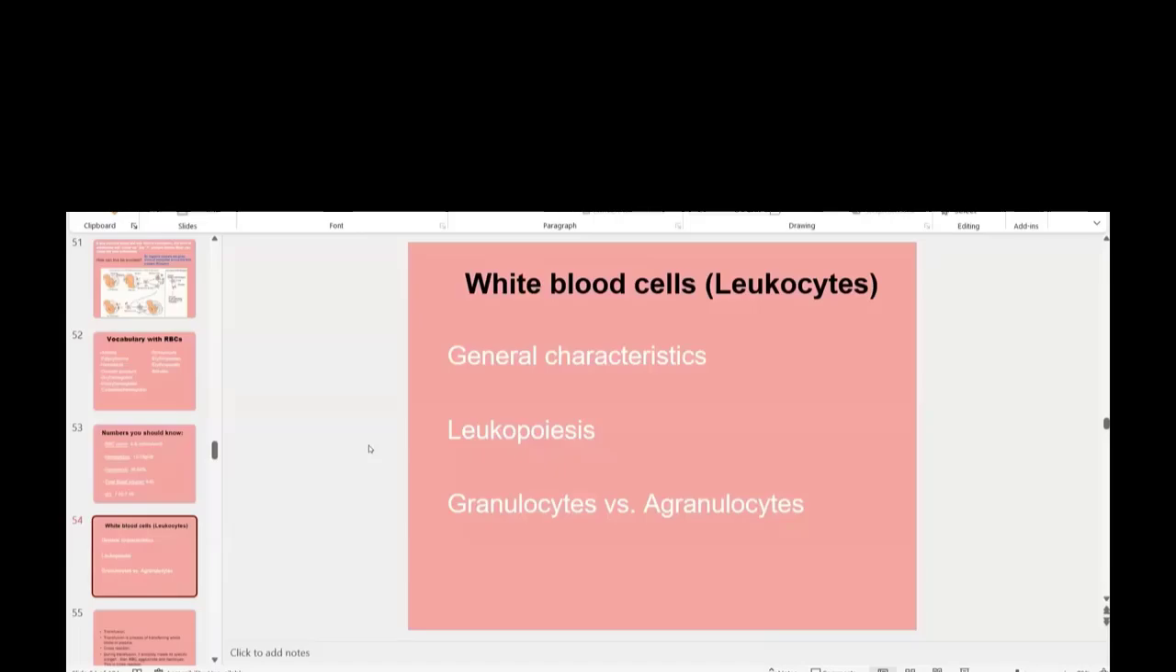Also called leukocytes, and we'll talk about general characteristics, leukopoiesis, or how the WBCs are manufactured, and what the different types are, granulocytes and agranulocytes.